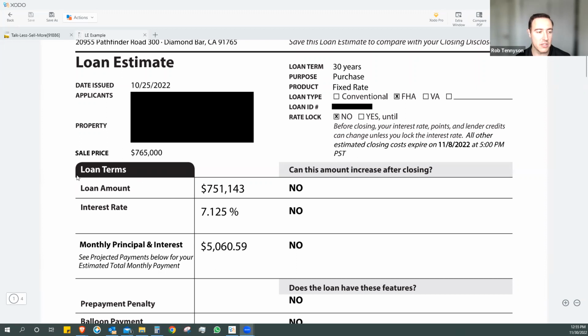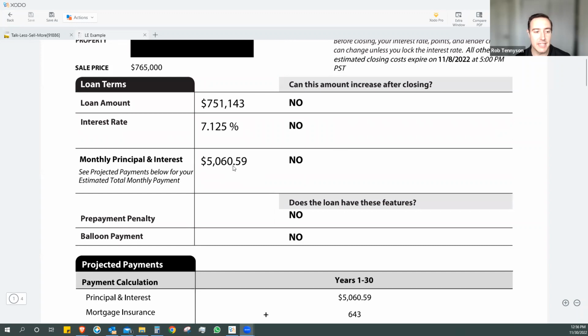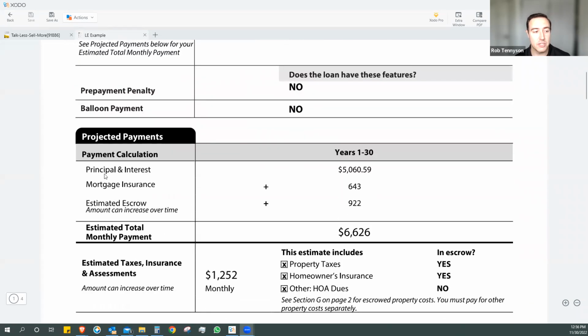Next, this is page one. You will see the loan amount. This is your interest rate. Again, up here, it'll reference whether or not that rate is locked in. And then you'll see your monthly principal and interest payment. Again, this is just the principal and interest. It does not include your taxes and insurance, so it's most likely not your full mortgage payment. That's what this portion is for, the projected payments. Estimated total monthly payments for this one is 6,626. That does not include HOA. So if you have a condo or have an HOA fee, that is not included in here. You'll see principal and interest, mortgage insurance, and estimated escrow, which is your taxes and insurance payments.